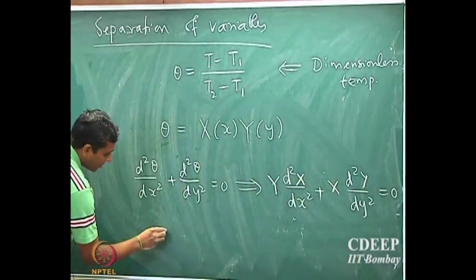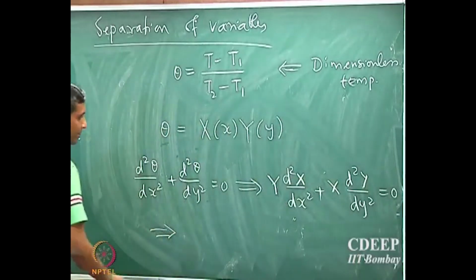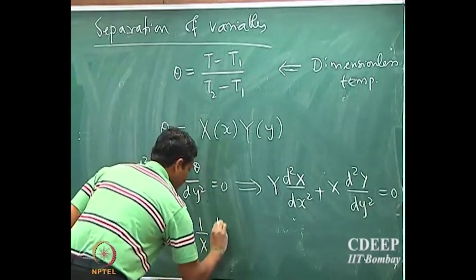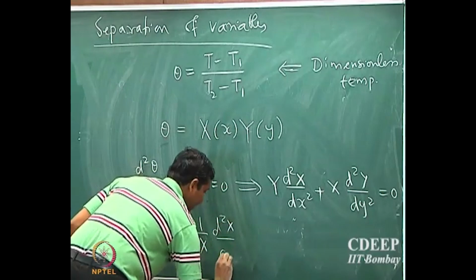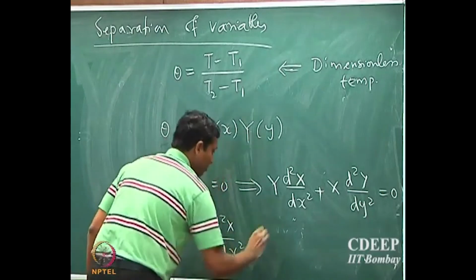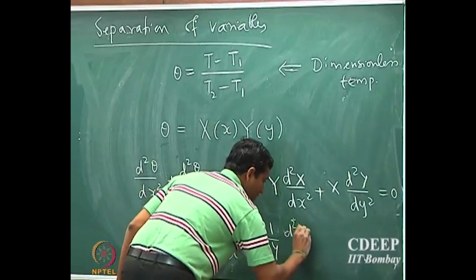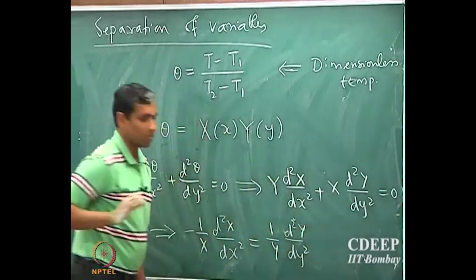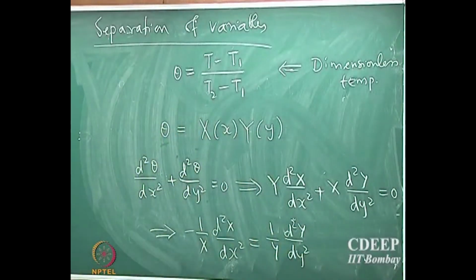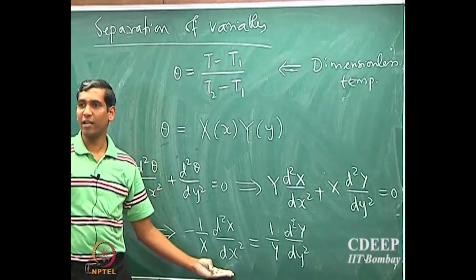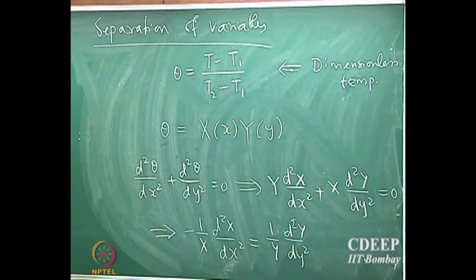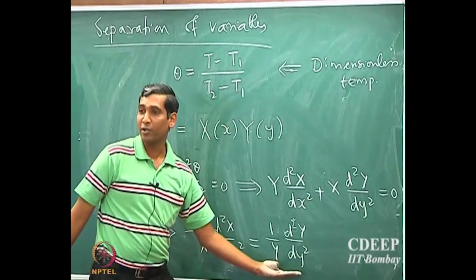Now I can rewrite this as minus 1 by X d square X by dx square equal to 1 by Y d square Y by dy square. So I can rewrite the expression like this. The left hand side, if you look at the expression here, is only a function of x direction and the right hand side is only a function of y direction.